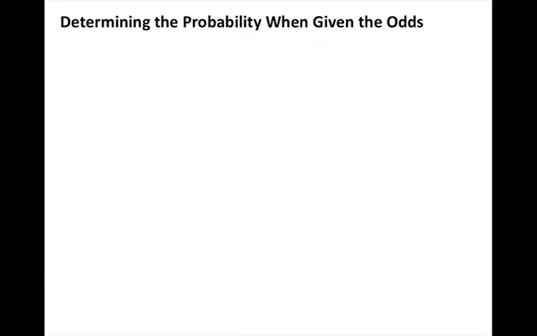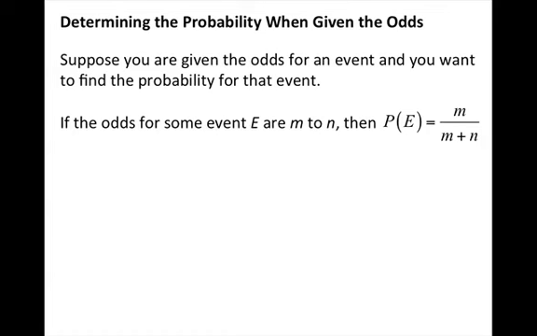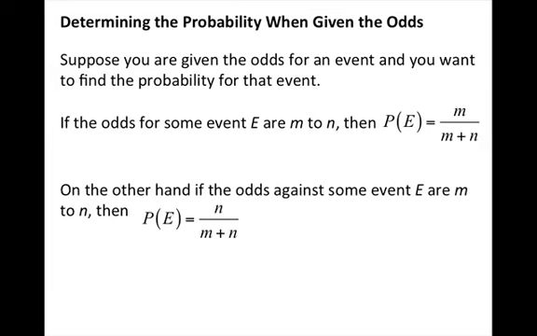Next, we want to look at determining the probability when we're given the odds. So suppose you are given the odds for an event and you want to find the probability for that event. If the odds for the event are m to n, then the probability for the event is m over the sum m plus n. On the other hand, if the odds against the event are m to n, then the probability for the event is n over the sum m plus n.